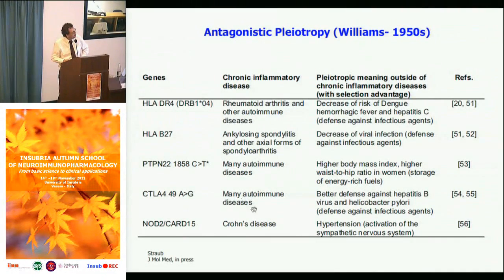CTLA-4, which is linked to many autoimmune diseases, has a better defense against hepatitis B virus and Helicobacter pylori. Again, the selection advantage is the infectious disease. The NOD2-CARD15 in Crohn's patients is linked to hypertension, and this is linked to the activation of the sympathetic nervous system. This was the selection advantage. So this antagonistic pleiotropy explained why we have the polymorphisms linked to the diseases, but the polymorphism had not been positively selected for a chronic inflammatory disease.